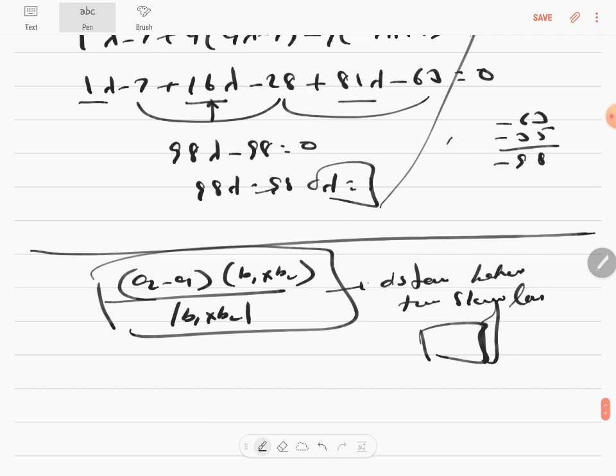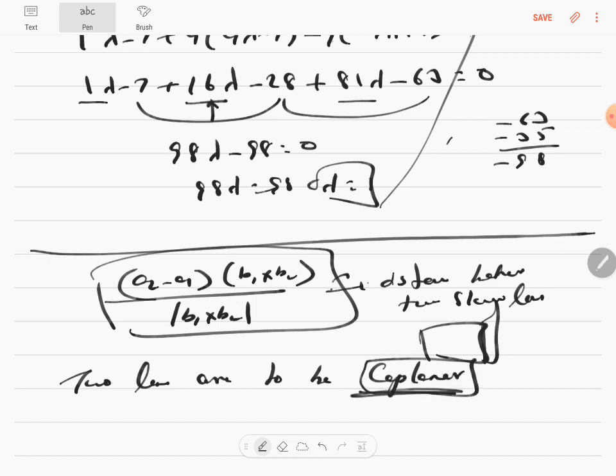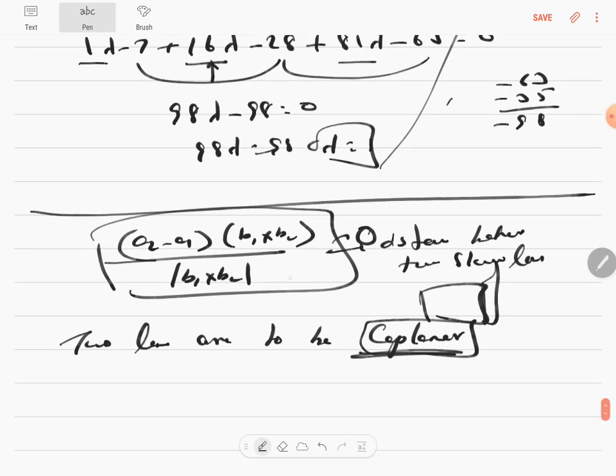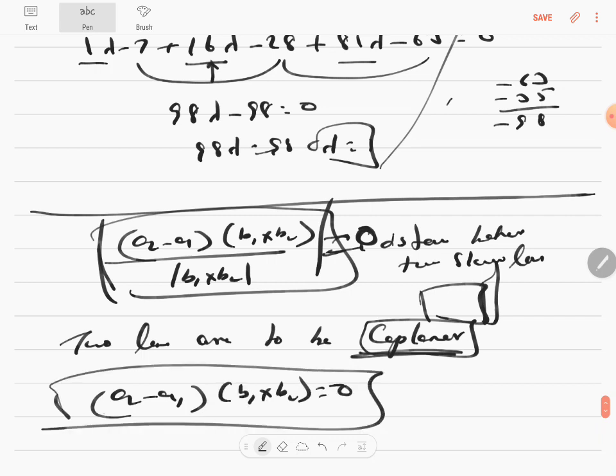Can you imagine? So if two lines are to be coplanar, it means they have to lie in the same plane. The skew distance has to be equal to 0. So therefore this formula has to be equal to 0, and so a2 minus a1 dot b1 cross b2 is equal to 0 is the condition for two lines to be coplanar. When a line is given, you can identify what is a1, a2, b1, b2, and then just put this, and if a2 minus a1 dotted with b1 cross b2 is equal to 0, then it means it's coplanar. Very, very important. They'll ask you this.